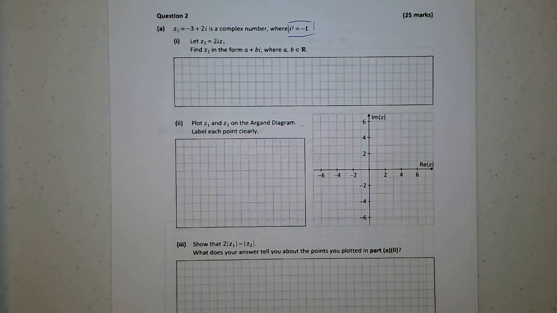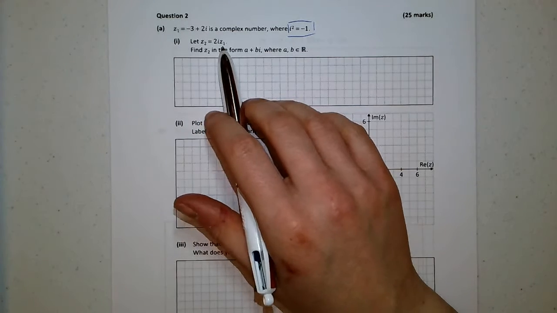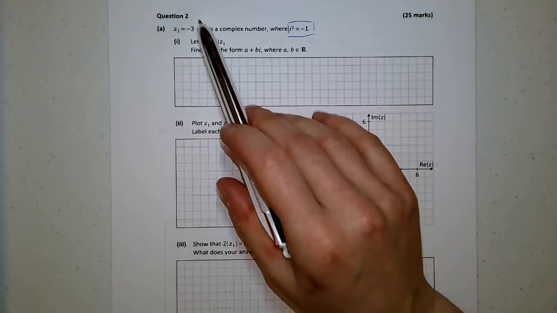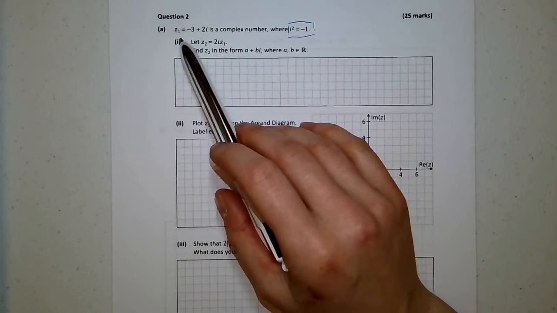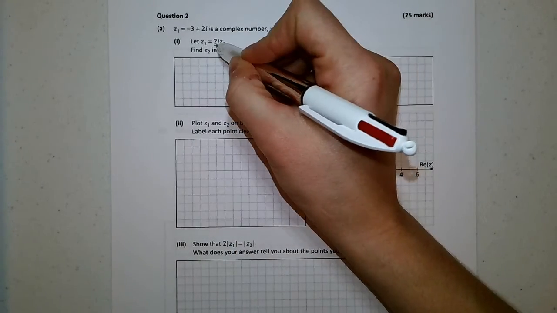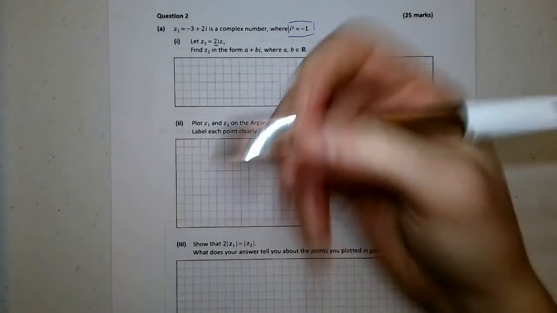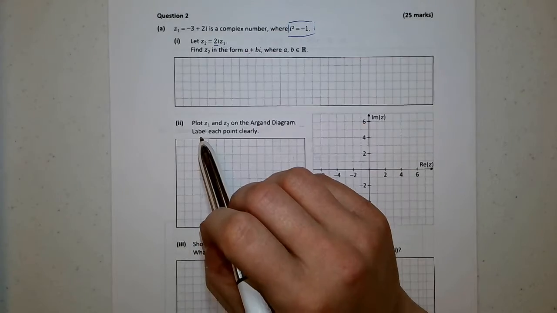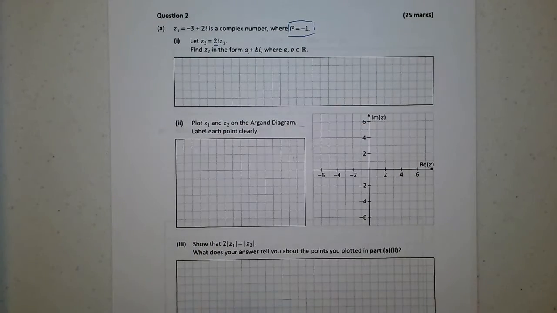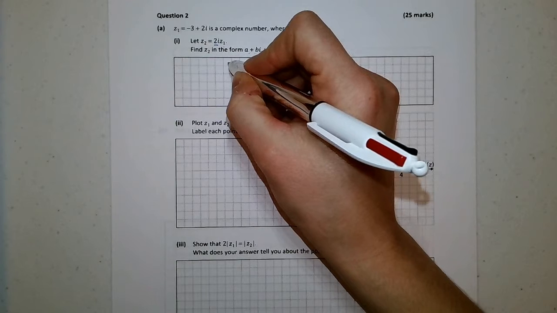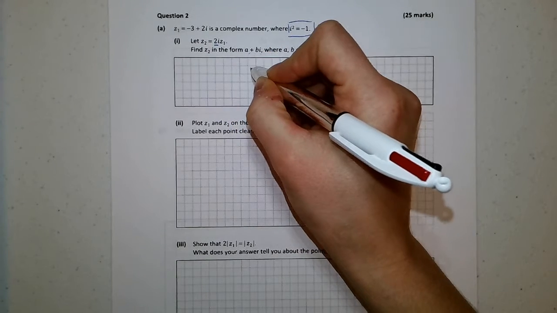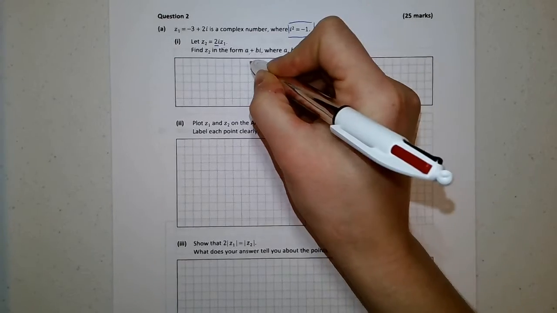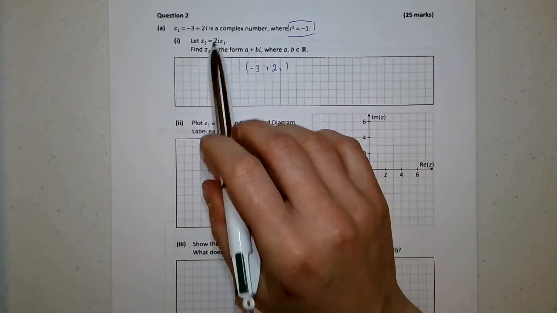Okay, let z2 equal 2i z1. All this means is that we're going to multiply this complex number z1 by the number that's in front, the 2i. It wants it in the form a plus bi, so the real part first and then the imaginary part, and you should only have two terms in your answer. So we know that z1 is minus 3 plus 2i, and they want us to multiply this complex number by 2i.